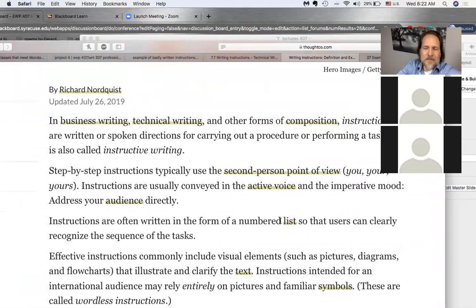Yeah, and I'm sorry, I did forget to say this too. The second person point of view, you, your, yours. Generally speaking, you avoid that because most commands are just direct, so they're not even needing to use second person as much.